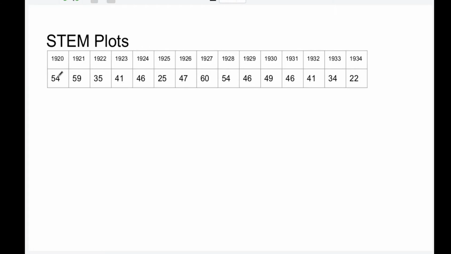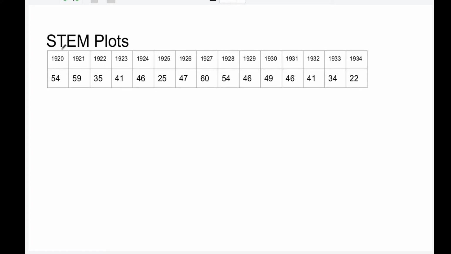We have a different set of tools for visualizing quantitative data. The first one we're going to look at is a stem plot, also known as a stem and leaf plot. Let's see how to make one of these, and that'll help us make some meaning from what it is. Here we have data. This is showing how many home runs Babe Ruth hit in each season from 1920 to 1934 in his professional baseball career.